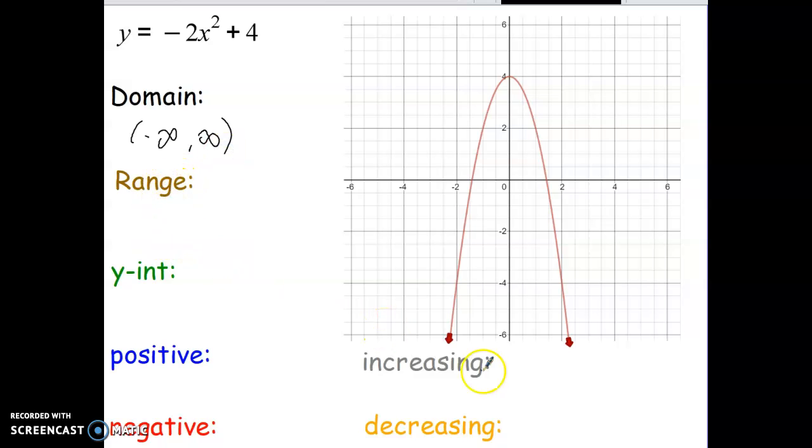All right, how about the range? Well, range is bottom to top, so I see that I'm going forever down, but I'm going to end right here at 4. So my range is going to be -infinity to 4. 4 is included because I actually reach 4. All right, how about my y-intercept? Do you remember that to find the y-intercept, you put 0 in place of x?